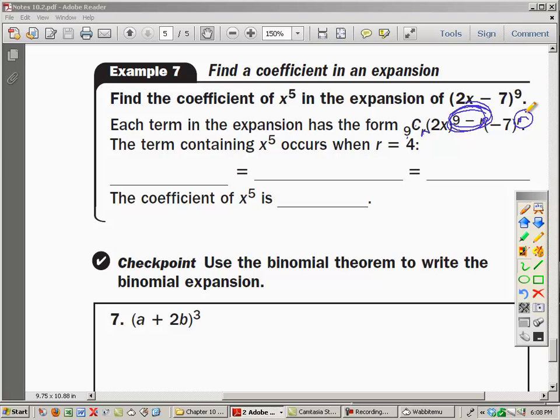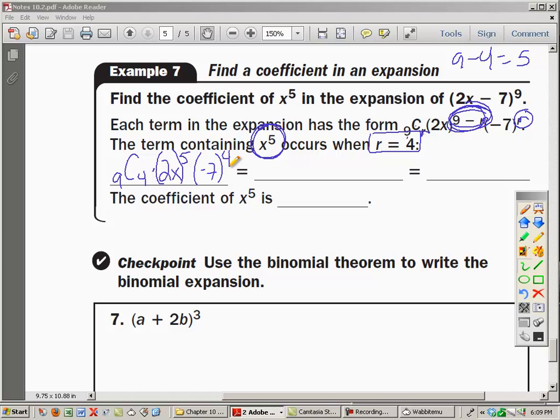All right? So if I want the fifth power of x, that's going to occur when r is equal to 4, because 9 minus 4 is equal to 5. So that means I want 9 choose 4 times (2x) to the 9 minus 4, which is 5. Make sure that's in parentheses. Times negative 7 to the fourth power.